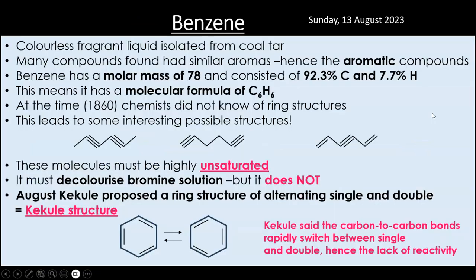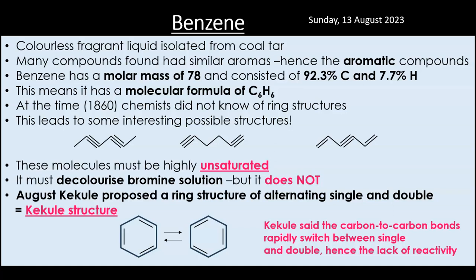Well, benzene is one of several colourless, fragrant liquids isolated from coal tar, and hence the name aromatics, because they all have aromas, smells. And there were several interesting facts developed about this molecule by Michael Faraday. They found out that the molar mass of the molecule was 78, and it had the percentage composition 92.3% carbon, and it was a hydrocarbon. This meant, if you do the calculation, the molecular formula would be C6H6.